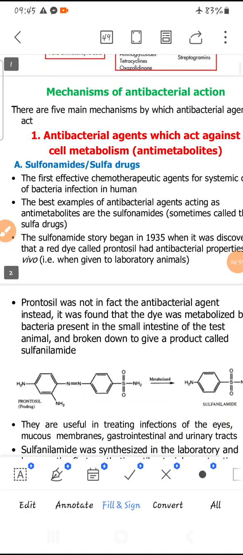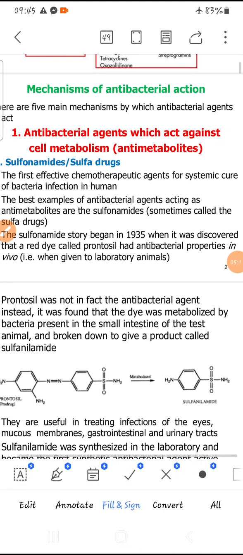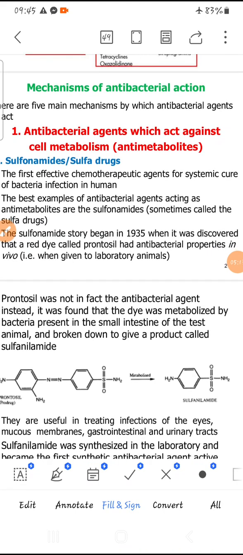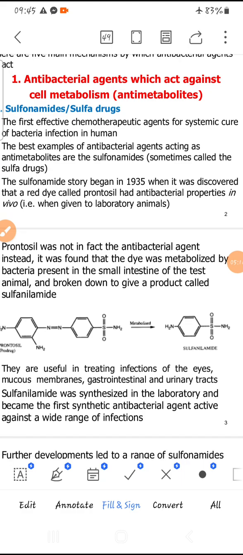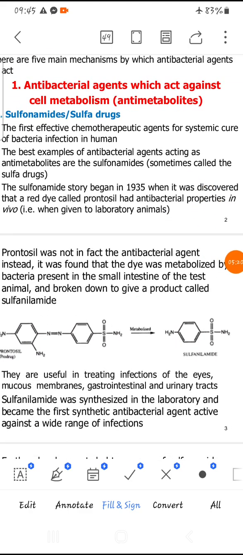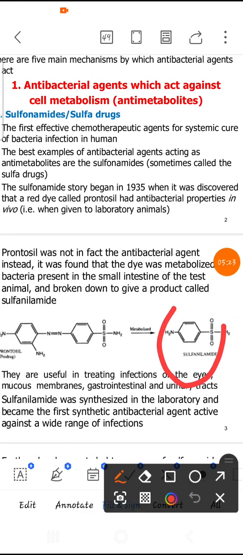sulfonamides. By the way, the sulfonamides are the first antibacterial agents that are clinically used. Among these, the prodrug prontosil is the first sulfonamide drug, but later it was metabolized to produce a metabolite called sulfanilamide. This is the structure of sulfanilamide, which is formed by metabolizing the compound called prontosil.